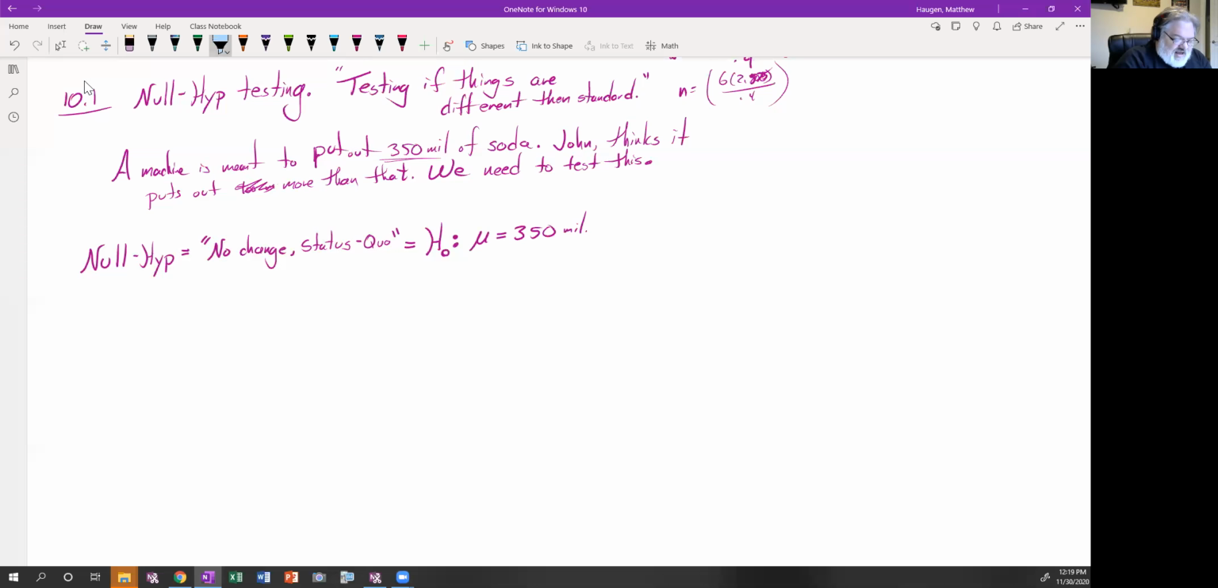So if somebody asks you to write a null hypothesis, that's what a null hypothesis looks like, and it should be your assumed status quo. That's essentially what we have to beat if we want to prove John right. Fair?